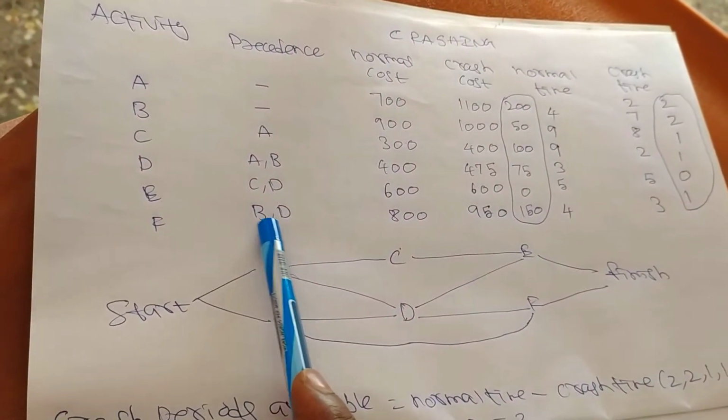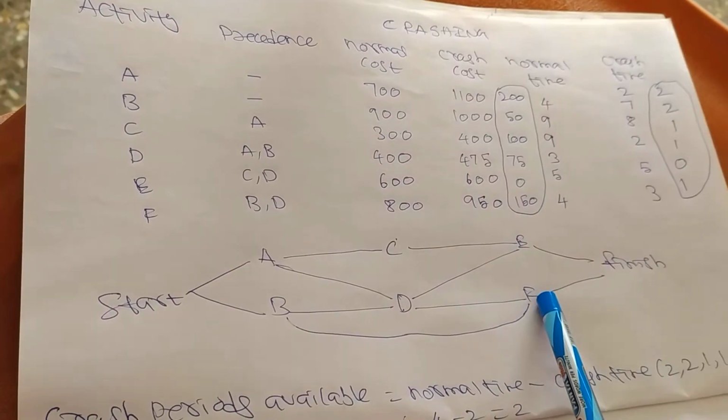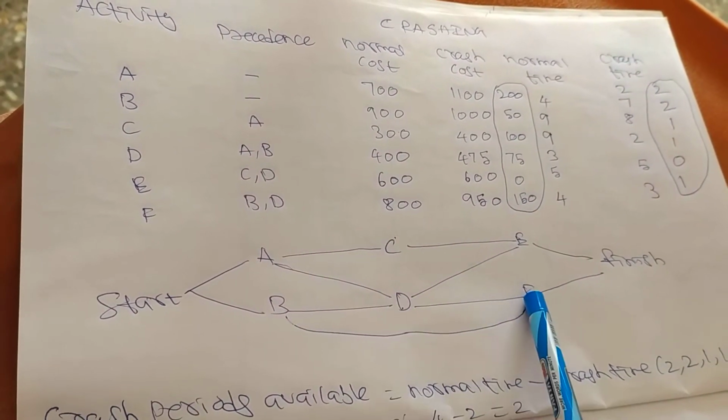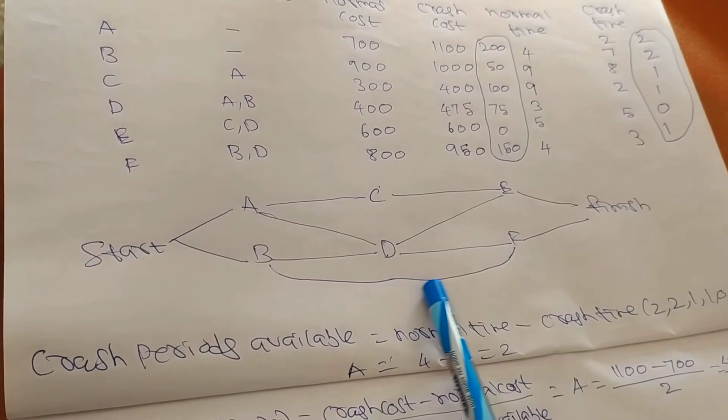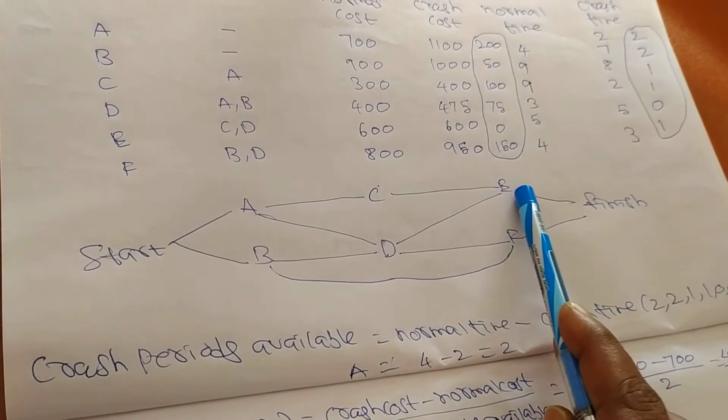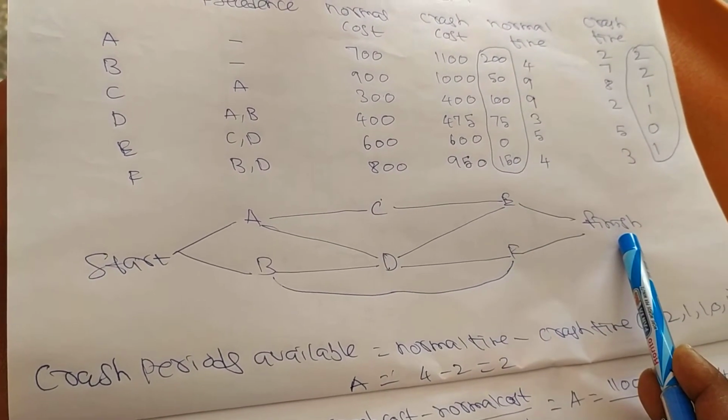Then F, the precedence is B and D. So F is connected to D, and from this we also connect B. Then we give the finish. Okay.